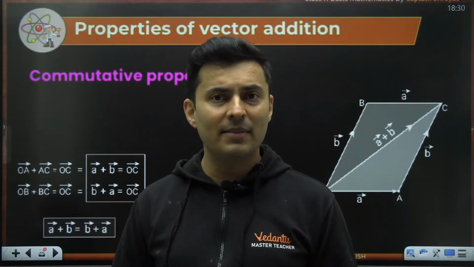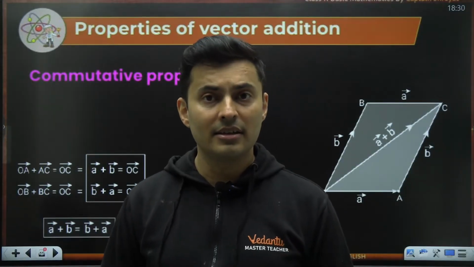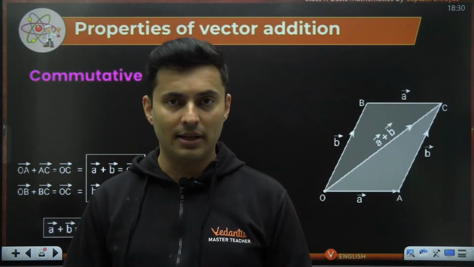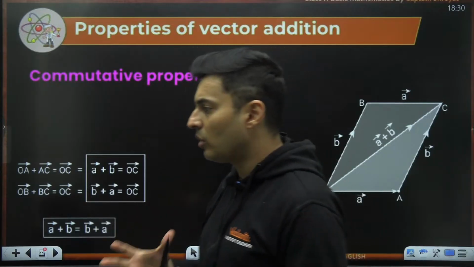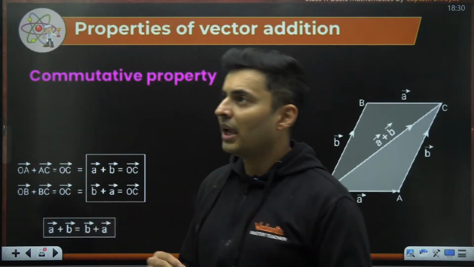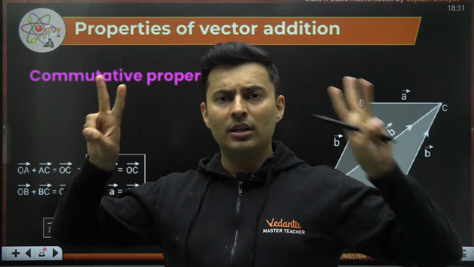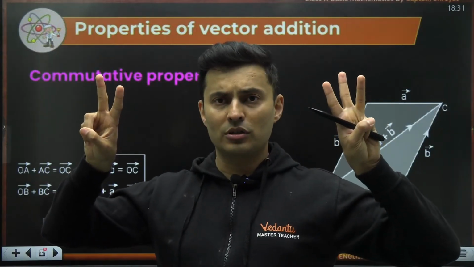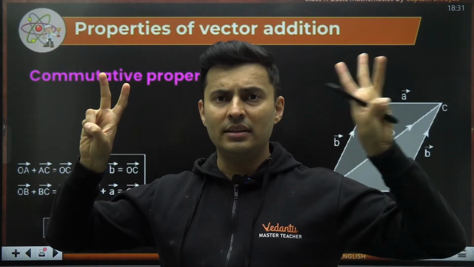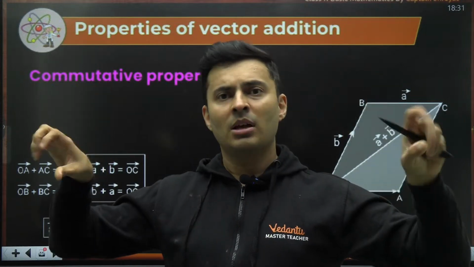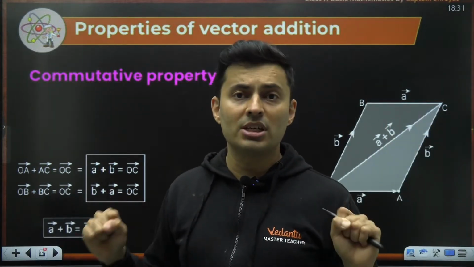Will I still get the same answer? The answer is yes. It is called commutativeness. Like, for example, your mom asks you, hey, get 2 kgs of tomatoes and 3 kgs of potatoes. Finally, when you come back home, what will she check?